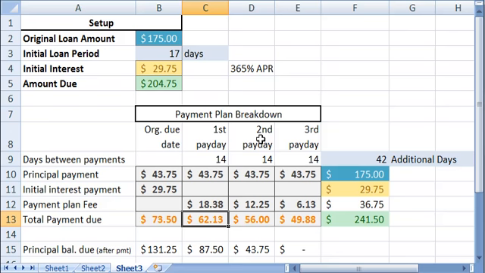On the third payment, which is your second payday, it's 56 total dollars, which is $12 in interest. On your third, you only have 43.75 left to pay, plus the 6.13 interest gets to $49.88. Now, if you'll notice, a payment plan did increase the cost of credit by $36.75 in this situation, but your total amount due is $241. That $36.75 bought you an additional 42 days to pay this loan off.